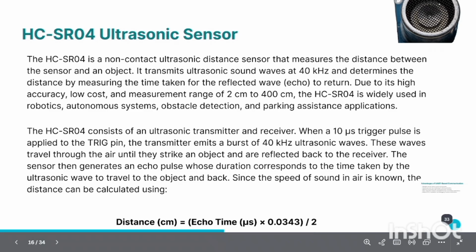HC-SR04 ultrasonic sensor. For spatial mapping, we deploy this ultrasonic sensor. When prompted by a 10 microsecond high pulse on its trigger pin, it fires an acoustic wave array at 40 kHz. The sensor pulls its echo line high for the exact duration of the sound wave's round trip time of flight, accurate within a 2 to 400 centimeter range.